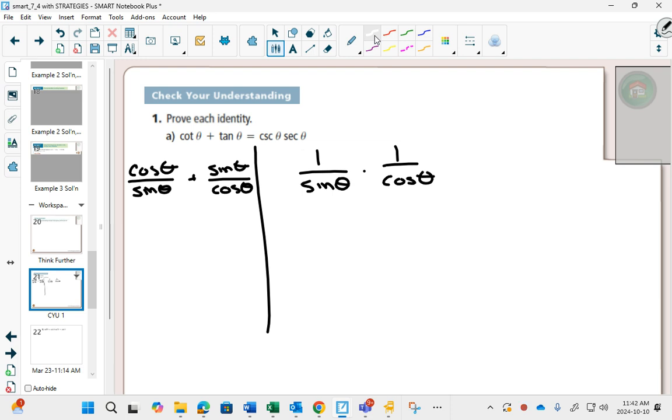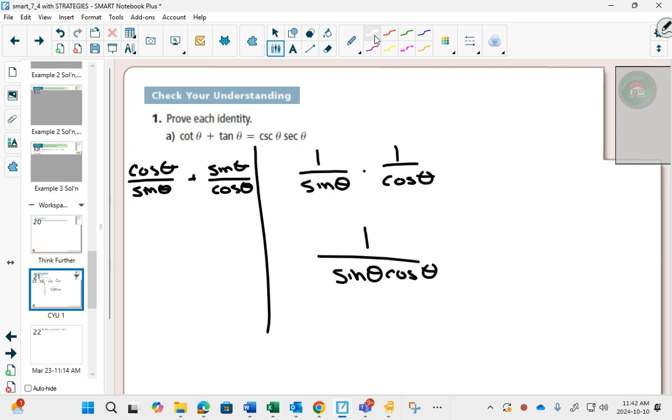Then our main strategy after changing to sine theta and cos theta is, can you get a single fraction on both sides? The right-hand side, how do you do a fraction times a fraction? Well, you multiply the tops. 1 times 1 would be 1. Sine theta times cos theta would be sine theta cos theta.